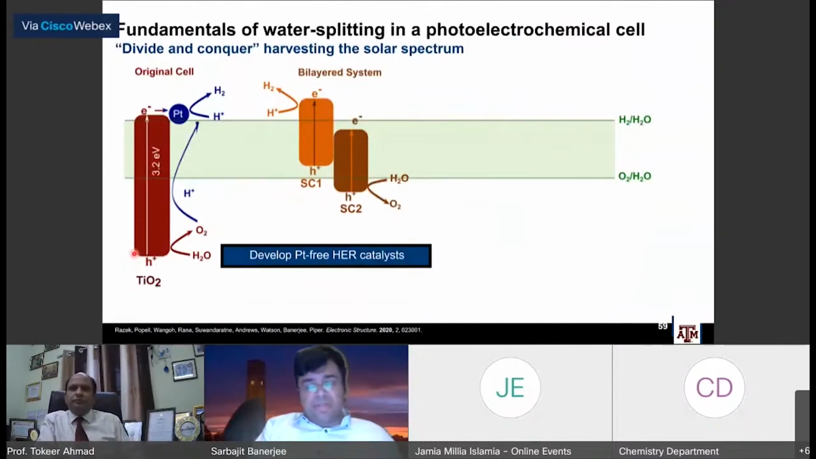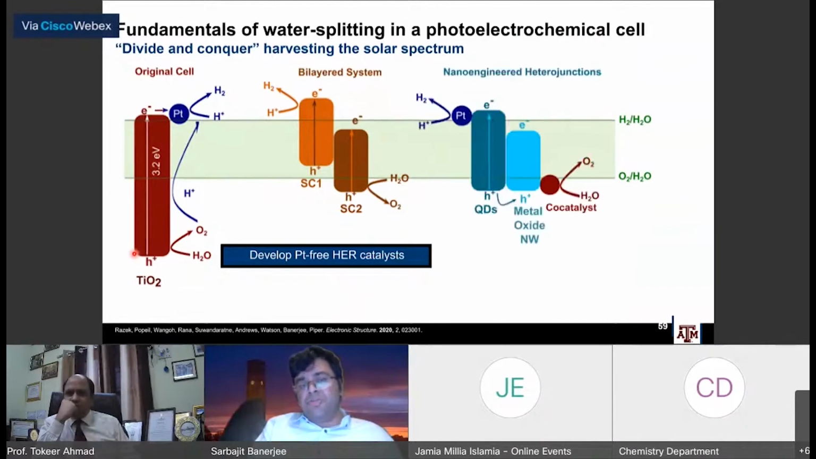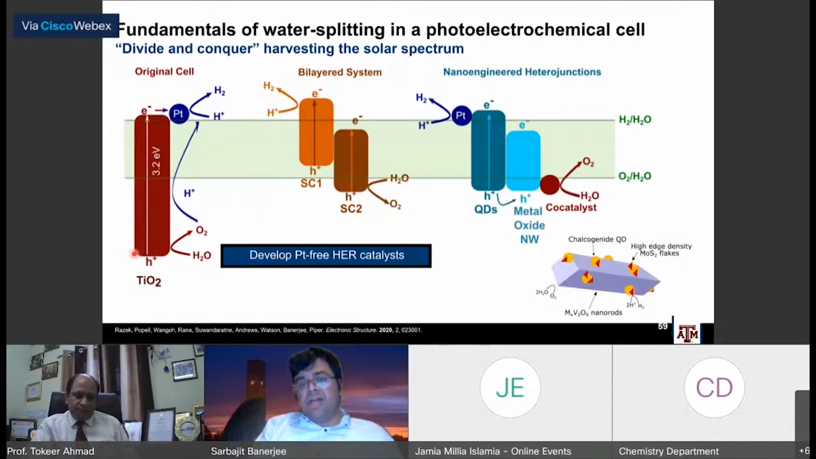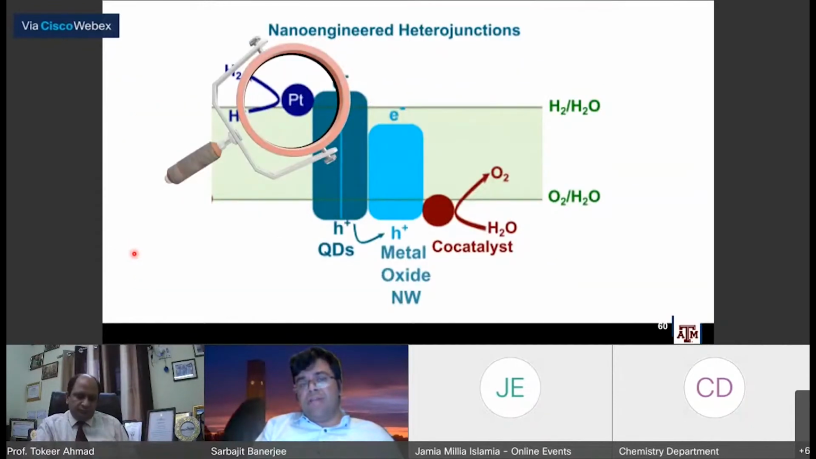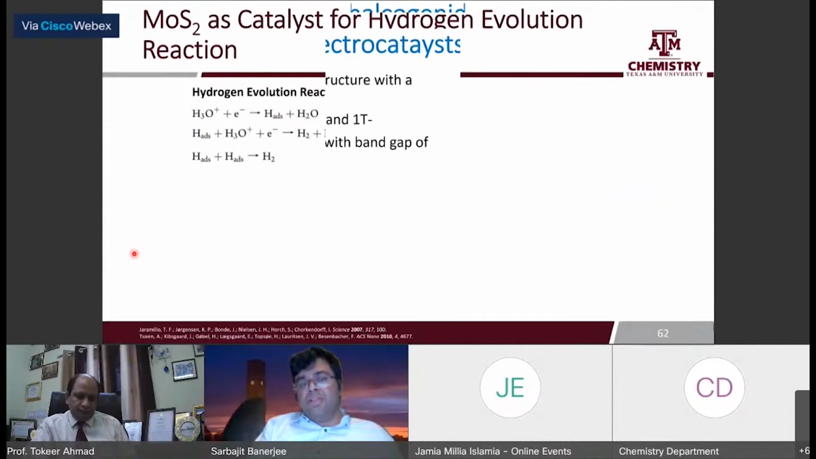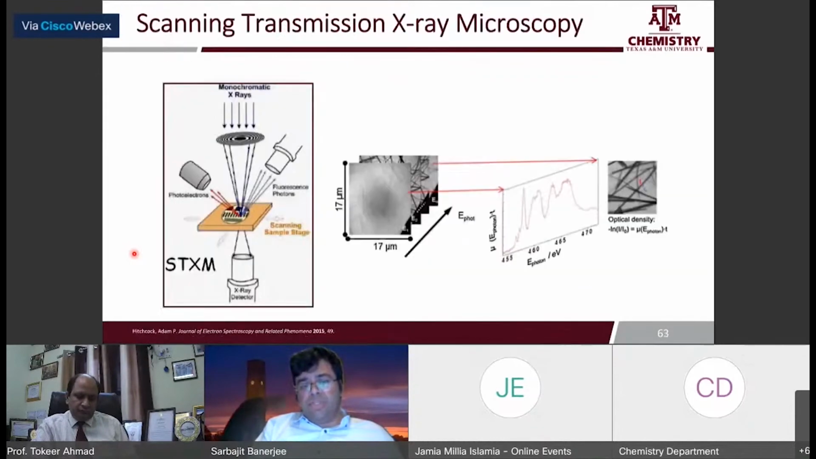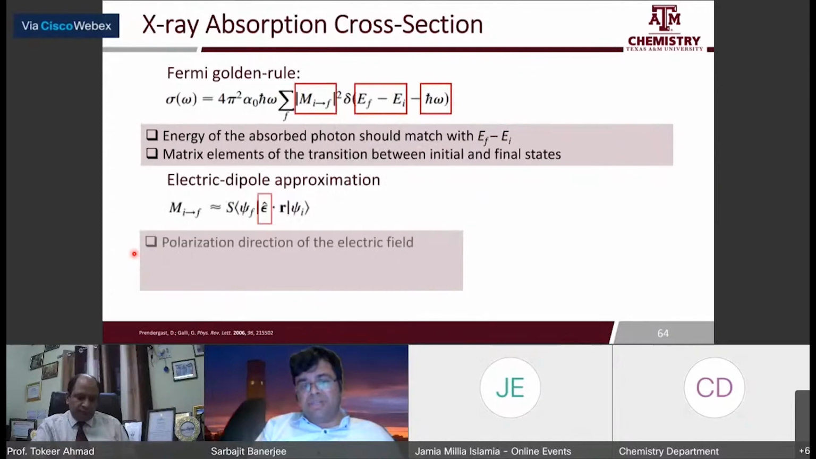I'm going to skip this for today, but we spent a lot of time thinking about how to remove platinum from the system, because the use of platinum is not going to be sustainable. So how do you devise platinum-free catalysts, and mostly molybdenum sulfide. And just really one story that I want to tell you, work of Abhishek Parija.